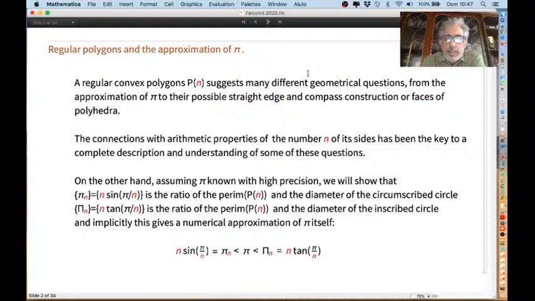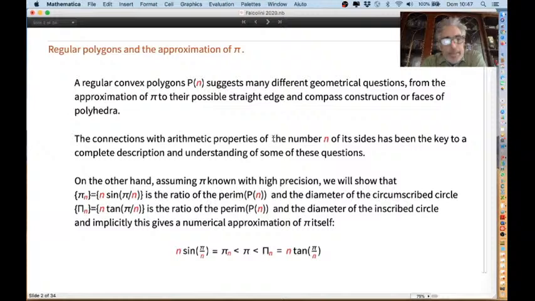Regular convex polygons, which I will call Pn, with n equal sides and all equal angles, suggest many different geometrical questions. I can connect to YouTube and see from the approximation of pi to possible straightedge and compass construction, and also some application to faces of polyhedra, regular or semi-regular. The connection with the arithmetic properties of the number n of its sides has been the key to a complete description and understanding of some of these questions.